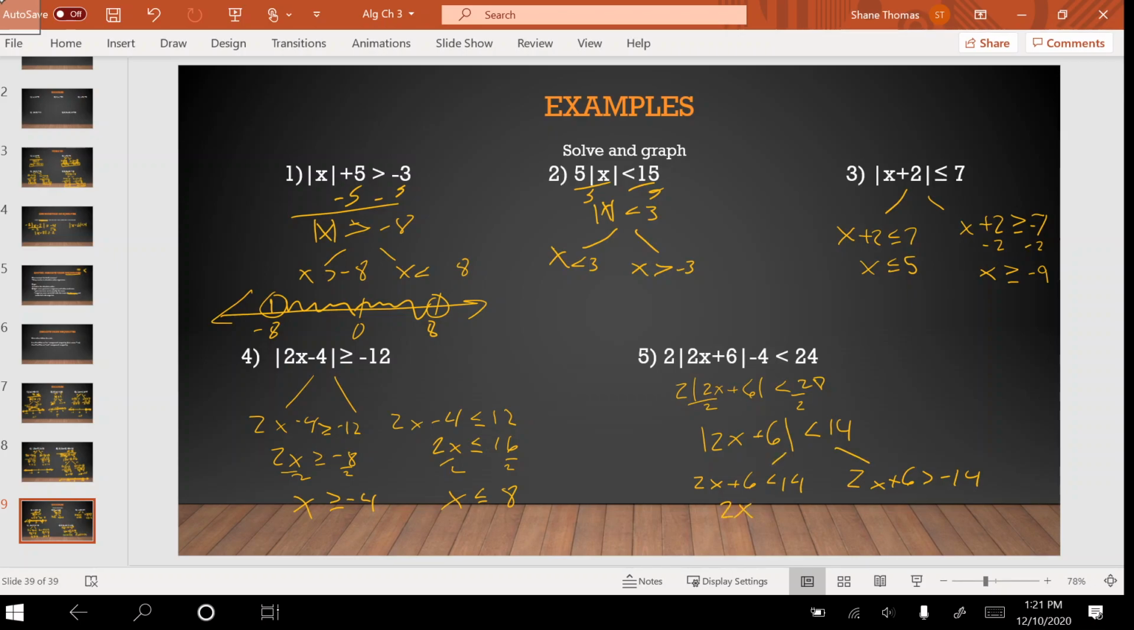Hold on. 2x is less than 8. So x is less than 4. Over here, subtract the 6. So I have 2x is greater than -20. Divide by 2, x is greater than -10.